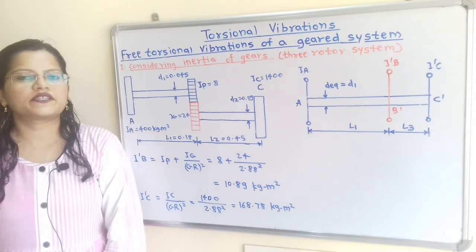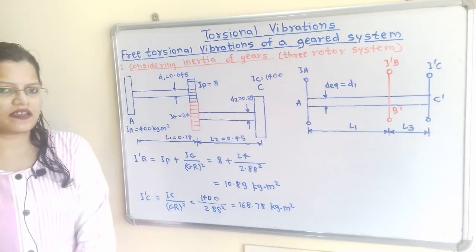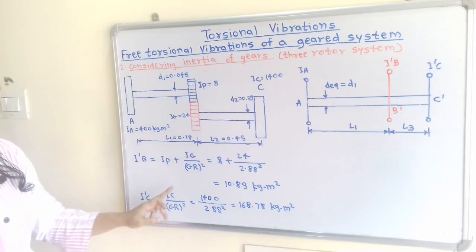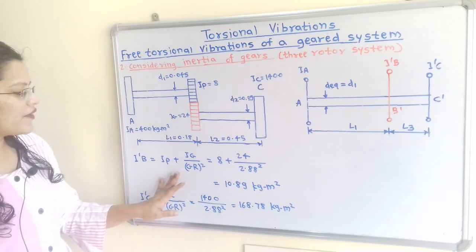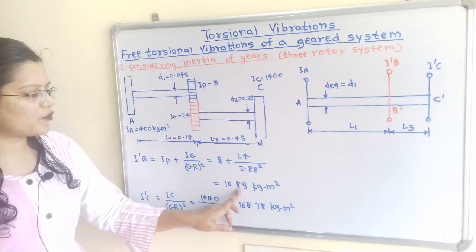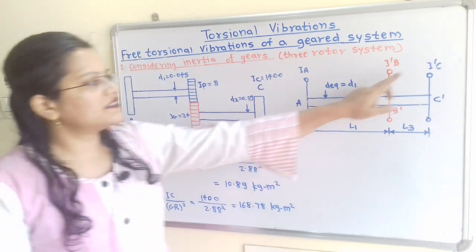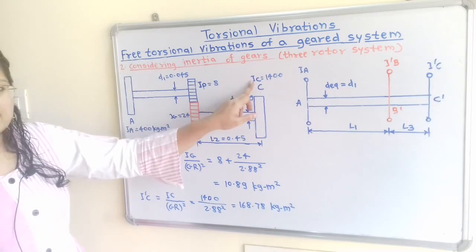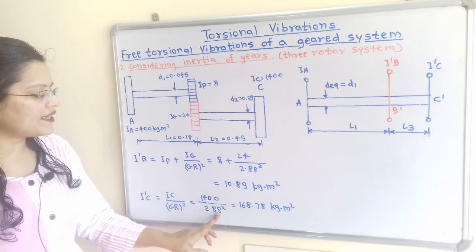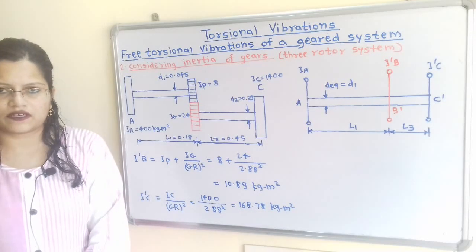Now we will calculate the mass moment of inertia of the rotor B dash and C dash in the equivalent system. So I dash B is equal to IP plus IG divided by gear ratio square. When we put the values, 8 plus 24 by 2.88 square, which is equal to 10.89 kilogram meter square. Now we will calculate I dash C. So I dash C is equal to IC divided by GR square, that is 1400 divided by 2.88 square, which is equal to 168.78 kilogram meter square.